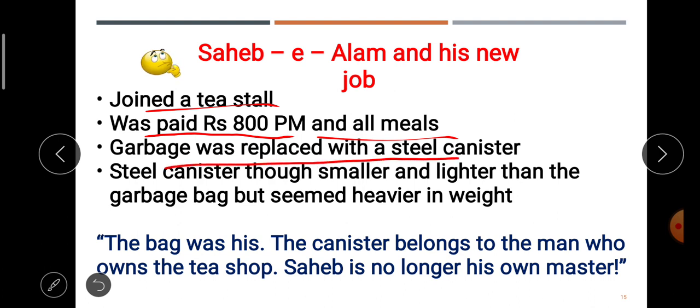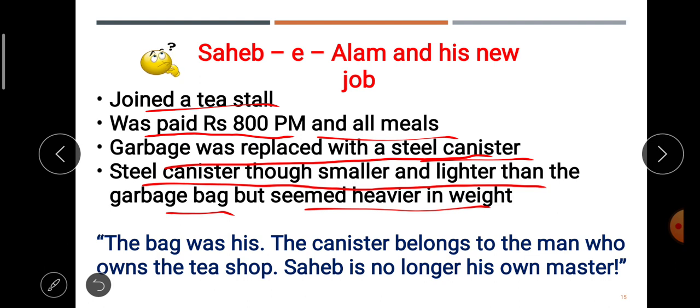The garbage bag was replaced with a steel canister. And the steel canister, though smaller and lighter than the garbage bag, seemed heavier in weight. Why heavier in weight? In reality, the canister, that kettle, was not heavier than the bag, but it seemed and appeared so. Why? Because when Sahib Alam was picking up rags, he was a rag picker.